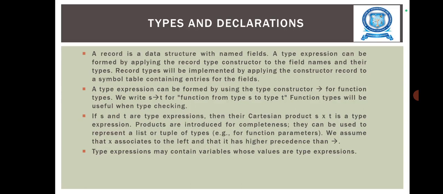Record types will be implemented by applying the constructor record to a symbol table containing entries for the fields. A type expression can be formed by using the function type constructor. For function types, we write s → t for a function from type s to type t. Function types will be useful when type checking. If S and T are type expressions, then their Cartesian product S × T is a type expression. Products are introduced for completeness. They can be used to represent a list or tuple of types. We assume that × associates to the left and has higher precedence than the arrow. Type expressions may contain variables whose values are type expressions.